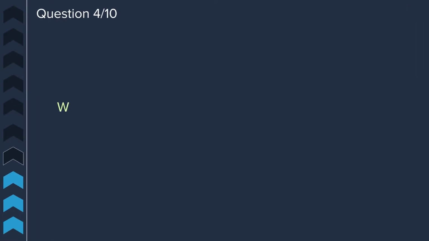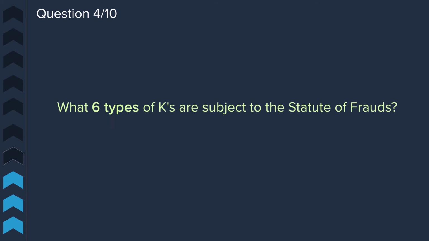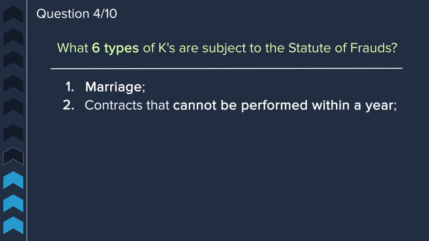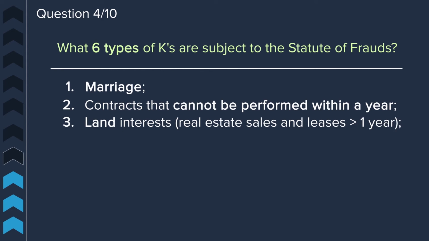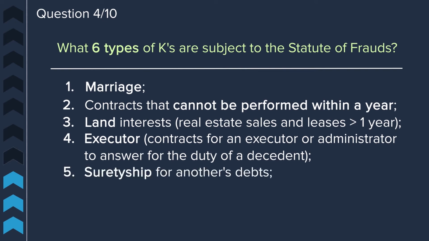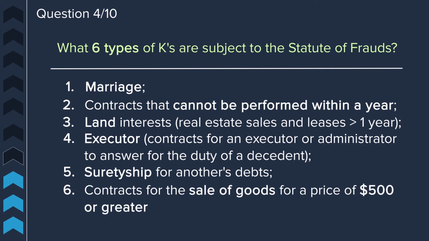Question 4. What are the 6 types of contracts that are subject to the Statute of Frauds? First, marriage contracts. 2, contracts that cannot be performed within a year. 3, land interest, meaning real estate sales and leases that are less than a year. 4, any sort of executor contract. 5, suretyship contracts. And 6, contracts for the sale of goods for a price $500 or more.